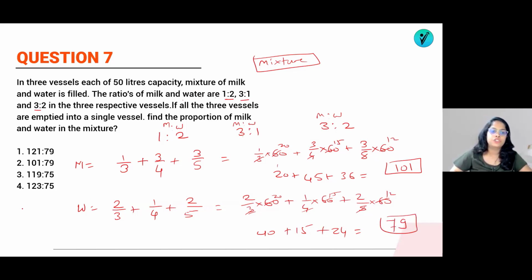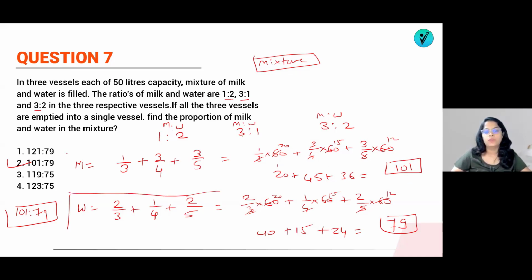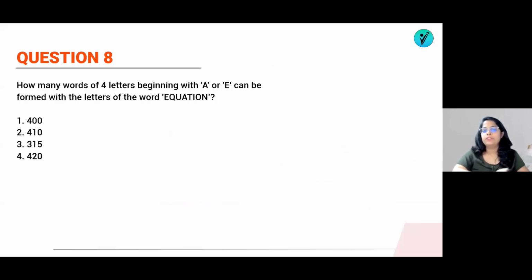So you can see the ratio will be 101 is to 79. Even once we get the 101, we can mark option number 2 as the answer. This was just an extra step which we can skip in the exam, because we can see 101 is there in the option and there is only a single 101. And you can see 101 is a prime number, so it cannot be cancelled out. So it will be the answer. So the answer was option number 2. Again, this is an easier question. You can see all the questions are really easy. Nothing is there. Okay, now we will go for the next question.